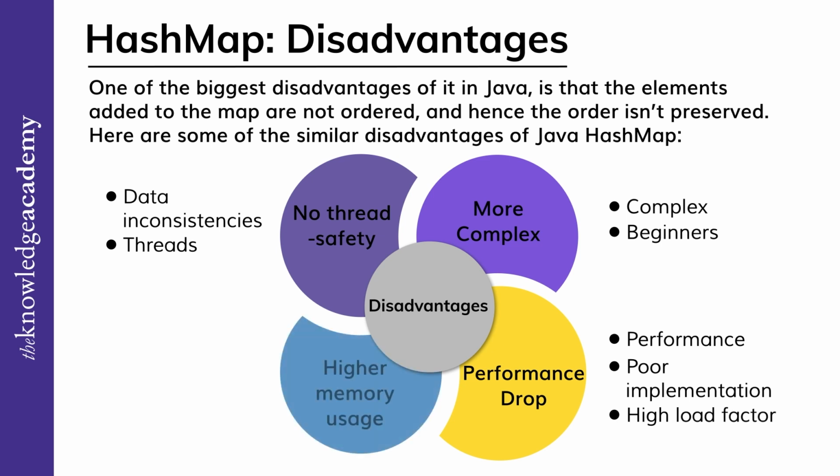And finally, higher memory usage. It can use more memory compared to other data structures in Java. This is because it uses an underlying array.